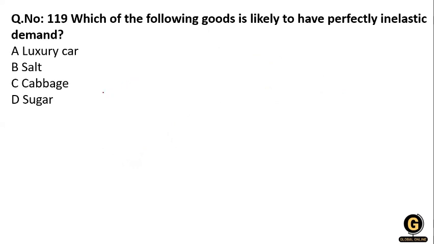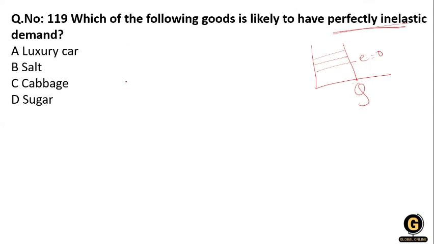So luxurious car, salt, cabbage, and sugar. You know when demand is perfectly inelastic, the diagram is like this. Okay, so it is a perfectly inelastic diagram. What is happening over here? The quantity is the same, but the price is changing, and still the quantity is not changing much. That is perfectly inelastic.